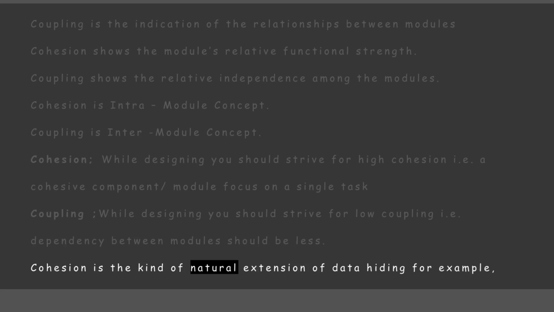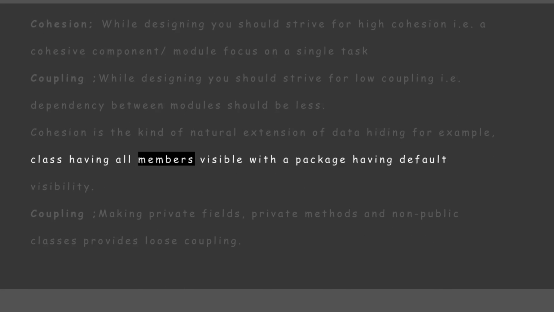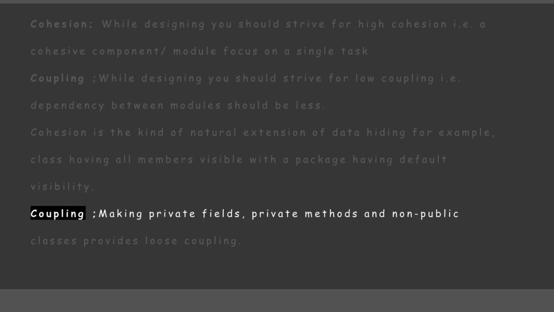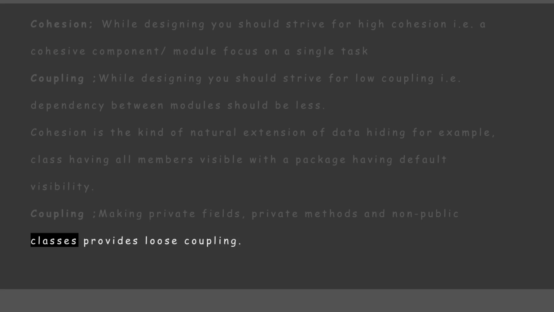Cohesion is a kind of natural extension of data hiding, for example, a class having all members visible within a package having default visibility. Coupling: making private fields, private methods, and non-public classes provides loose coupling.